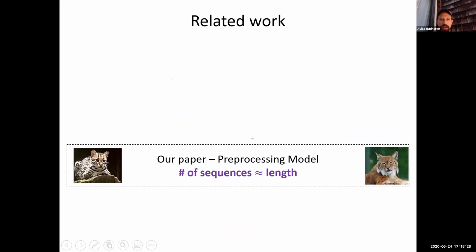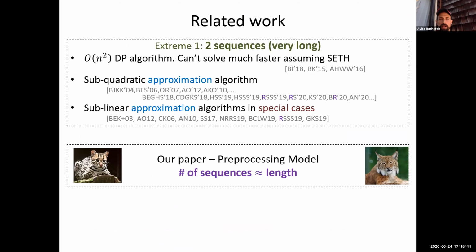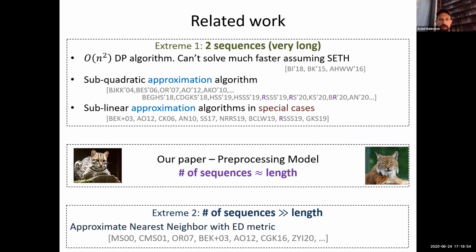Good, bonus slides. So first, I wanted to put our work in perspective with other work. Our paper makes sense in the case where the number of sequences is roughly, up to polynomial factors, equivalent to the length of each sequence. In comparison, there's a lot of work on two very long sequences, with no pre-processing, where you just want to compute their edit distance. And the last talk by Josh will also be about this model. There's also a lot of work on approximate nearest neighbor with edit distance metric. And there, typically, we think of the length as very short, and we have a huge number of sequences. And our model is sort of in between.